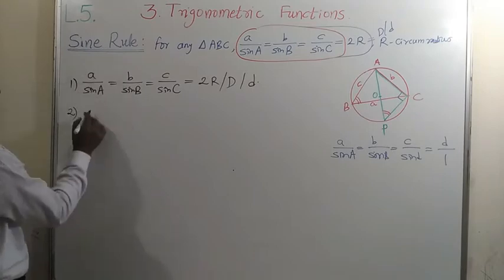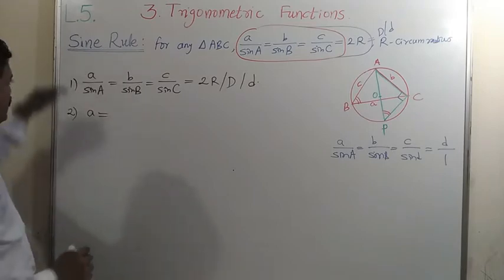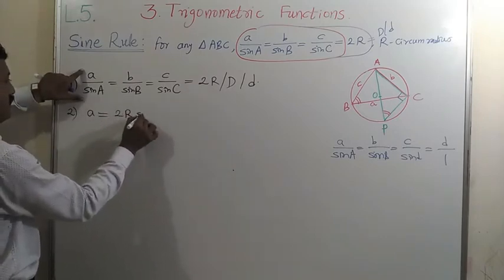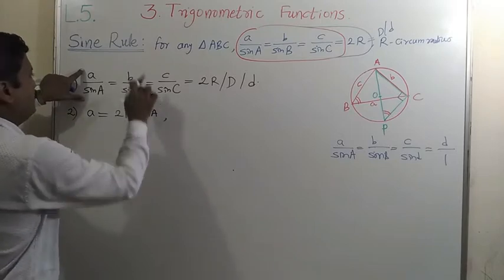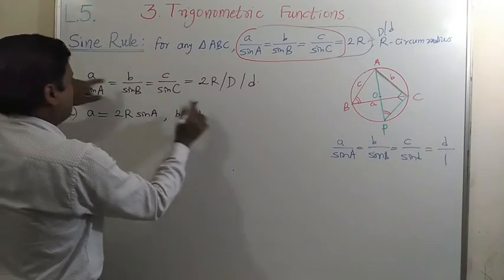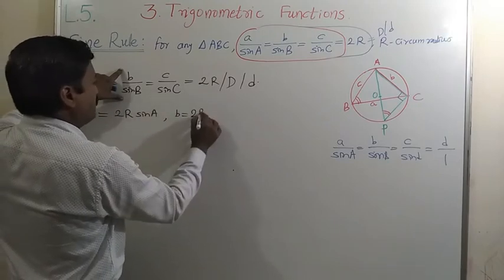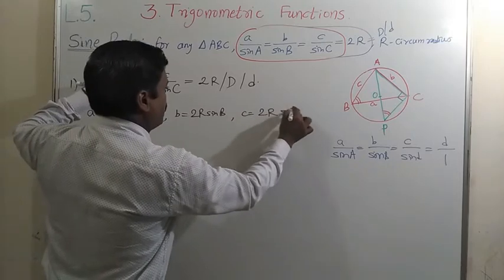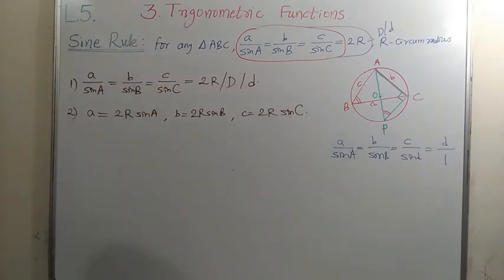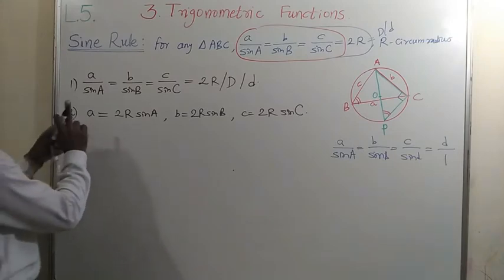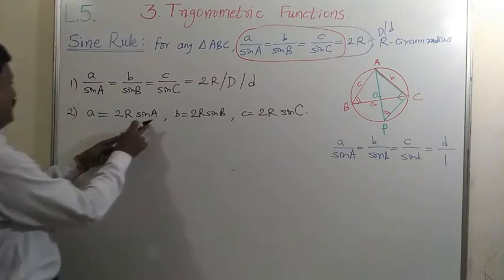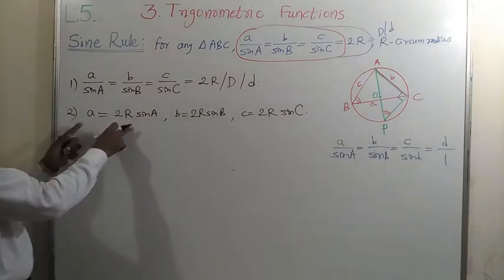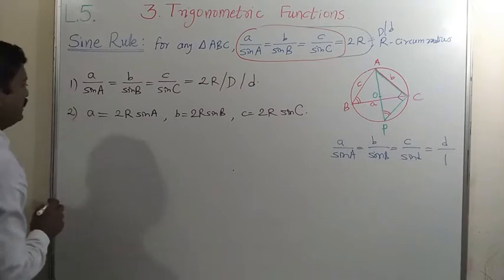From these results we can write a is equal to 2R sin A, then b is equal to similarly 2R sin B, c is equal to twice R sin C. So these are three different results. Whenever angles are given, from that angle we can write, and if we know the circumradius of the circle for triangle ABC, then from that we can write the length of side a.